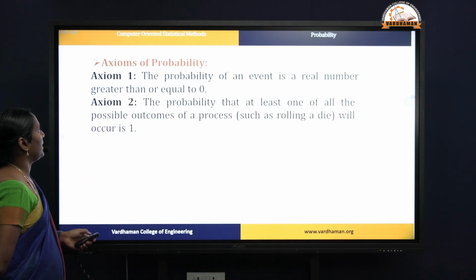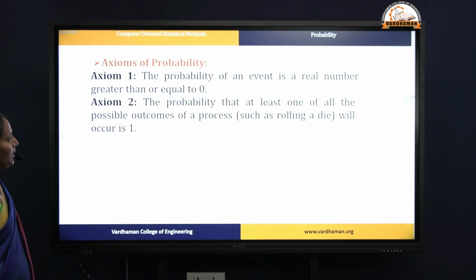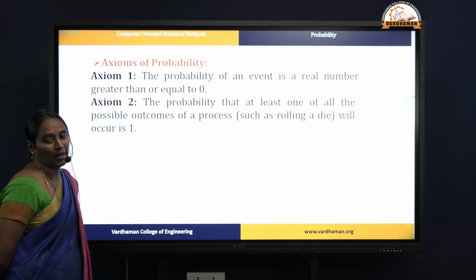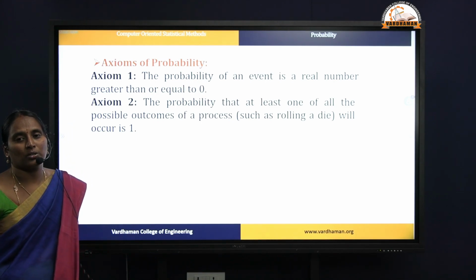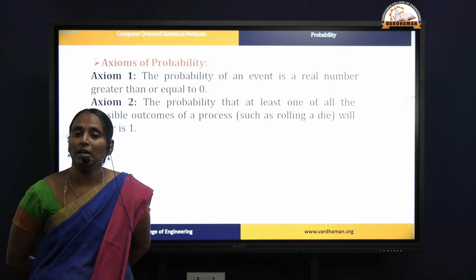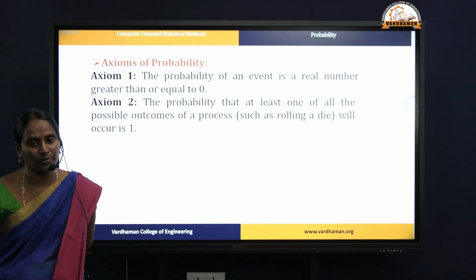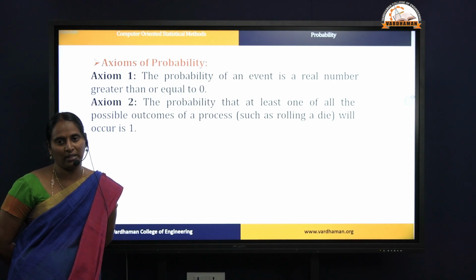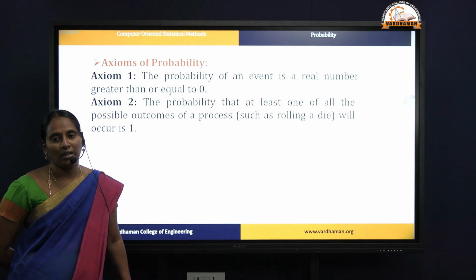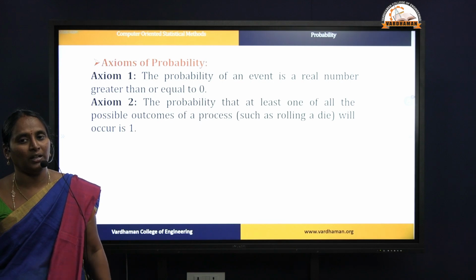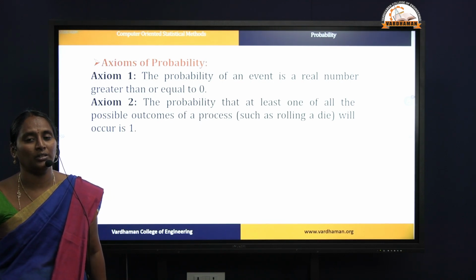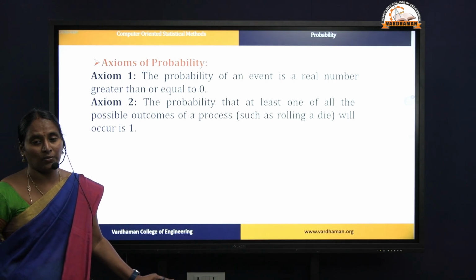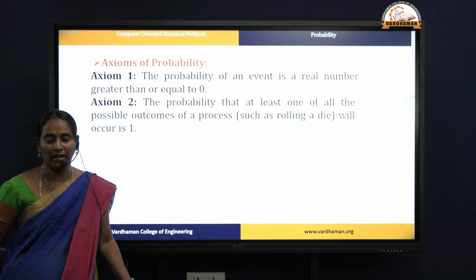Now let us see axiom 2. The probability that at least one of the possible outcomes of a process will occur is 1. If P of E is equal to 1, the event is a sure event, or sometimes you may call it a certain event. If P of E is equal to 0, the event is an impossible event. And we know that the probability lies between 0 and 1. We conclude the same two things in axiom 1 and axiom 2.